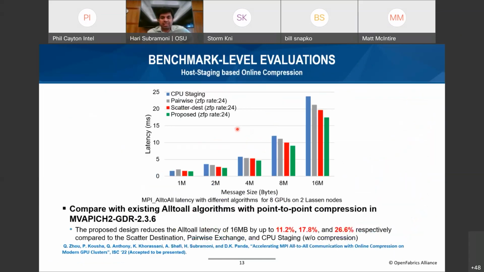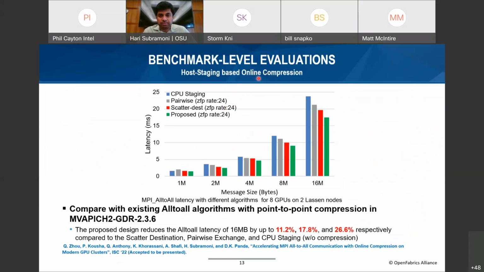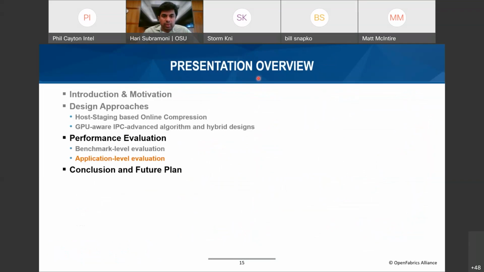The previous 2 slides were the ones highlighting the impact of online compression on the performance of all-to-all operations. Here, we are creating a newer algorithm based on advanced IPC-based primitives to accelerate the communication performance and make efficient utilization of available architectural resources on the system. So I hope that answers your question, Moshe.